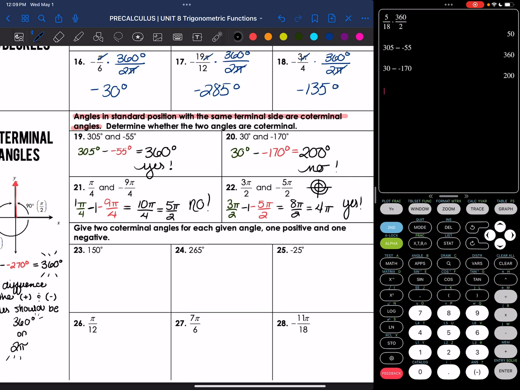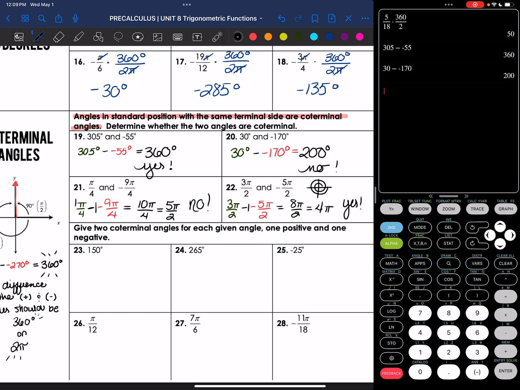All right, so now with that, what if instead we ask something different? Let's give 2 angles, one positive and one negative, that are coterminal with the angle here that is provided.